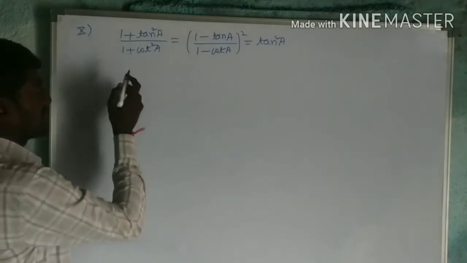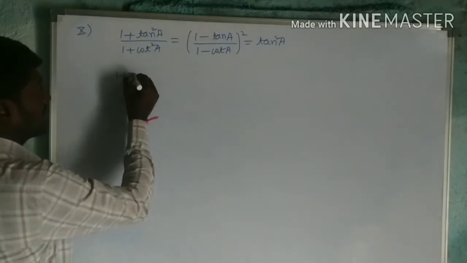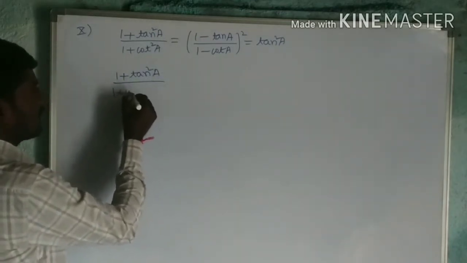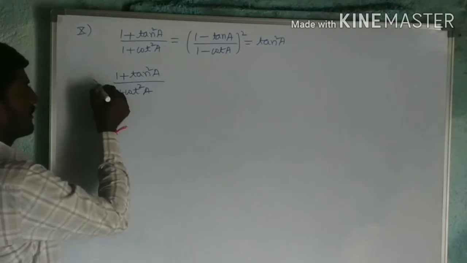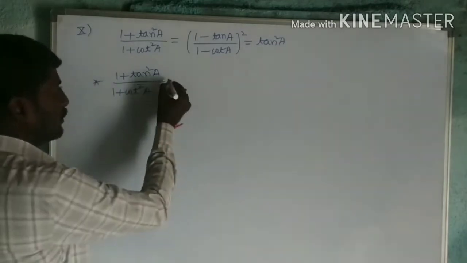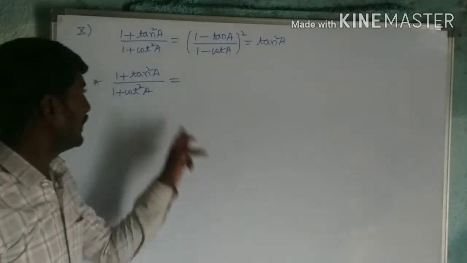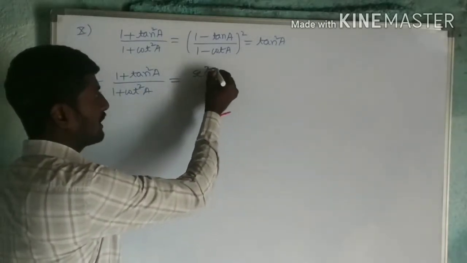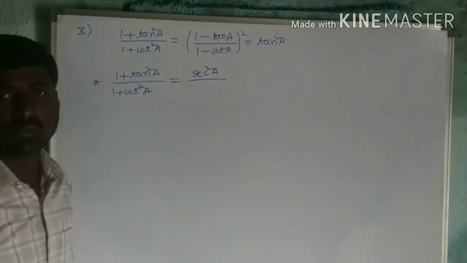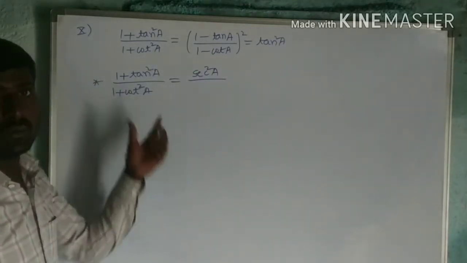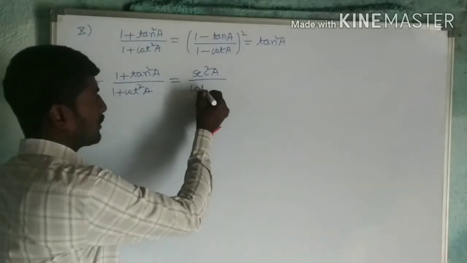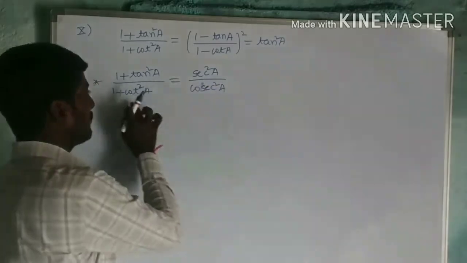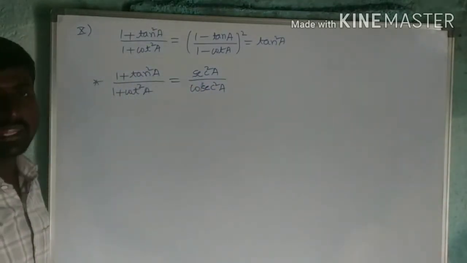Now let us solve first. Now I'll take the first term, 1 plus tan square A divided by 1 plus cot square A. This is first term I'll take. Now this is equal to 1 plus tan square A, that is nothing but what? Sec square A. We know the formula. 1 plus tan square A is nothing but sec square A. Now here 1 plus cot square A is nothing but cosec square A.